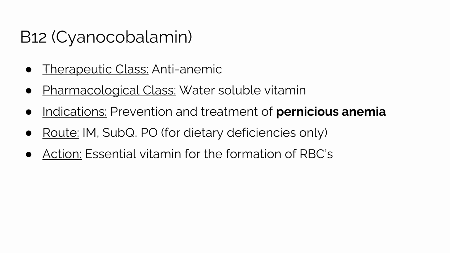Vitamin B12. The therapeutic class is that it's an anti-anemic, and the pharmacological class is that it's a water-soluble vitamin. Indications include prevention and treatment of pernicious anemia, and the route is via IM, so intramuscular, sub-Q, subcutaneous, or PO, by mouth. This is for dietary deficiencies only. Also note that injections are needed in circumstances when the body is not absorbing vitamin B12 adequately. The action of vitamin B12 is that it's an essential vitamin for the formation of red blood cells.